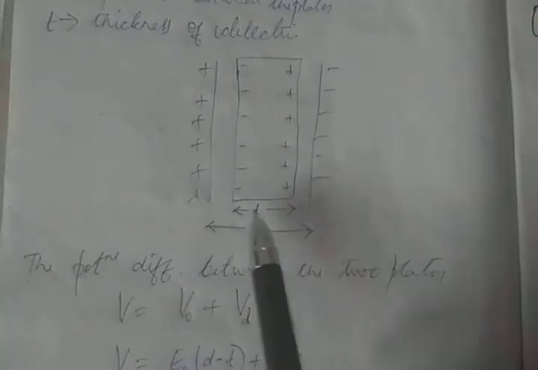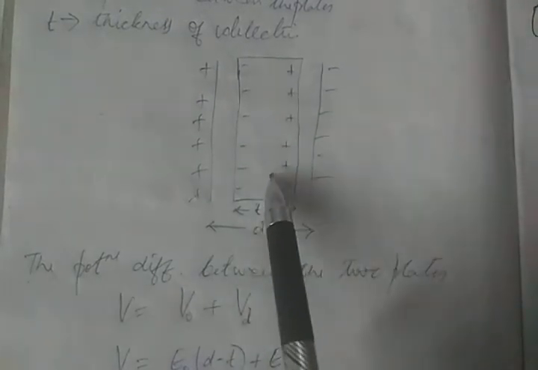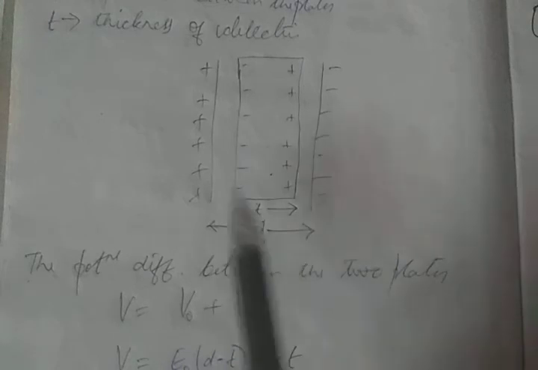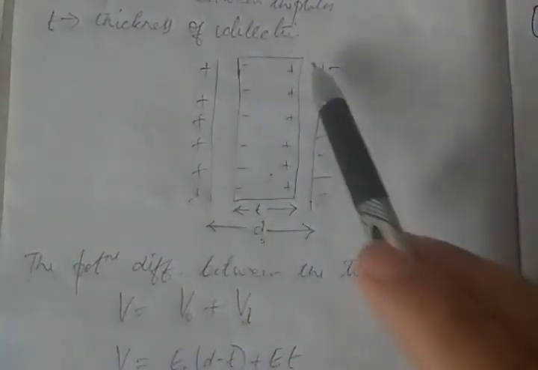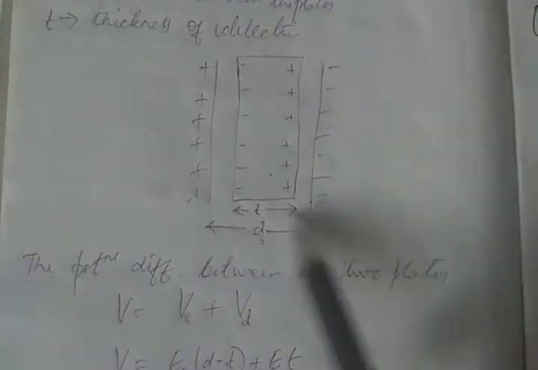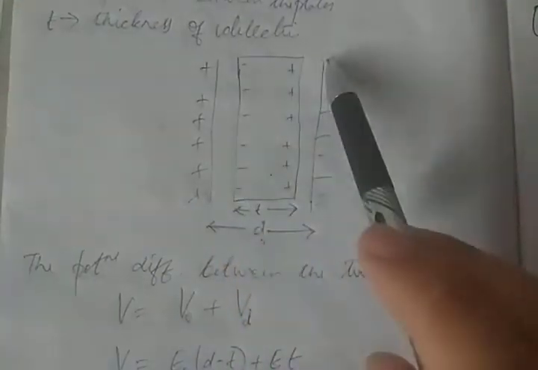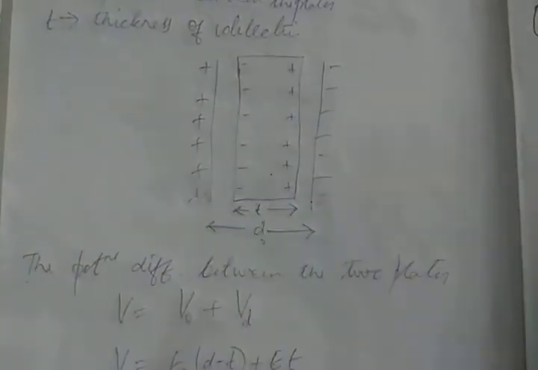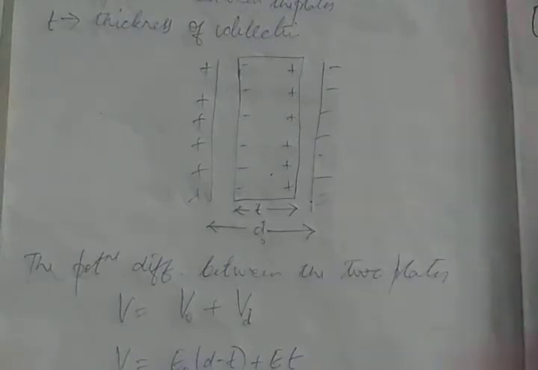Only thing is, the thickness t of the dielectric substance is lesser than the separation between the two plates. So to say, the dielectric substance is not completely filling up the space between the two plates. All right. Okay, so this is the case that we are going to discuss today. All right, but before we discuss that, let us do a recap.